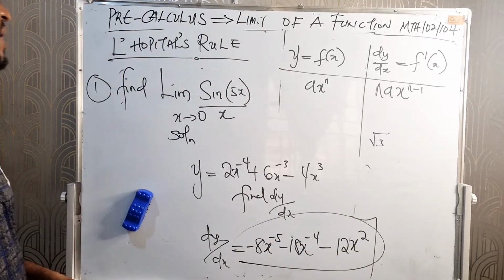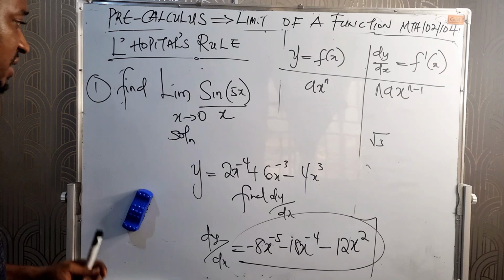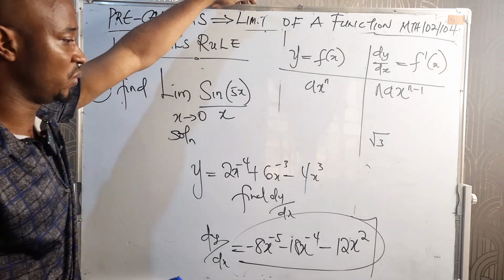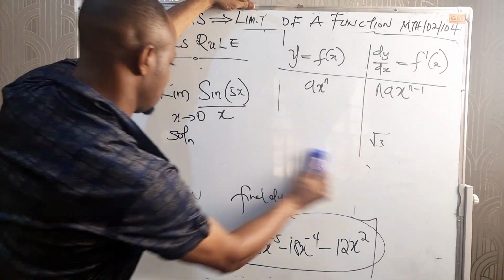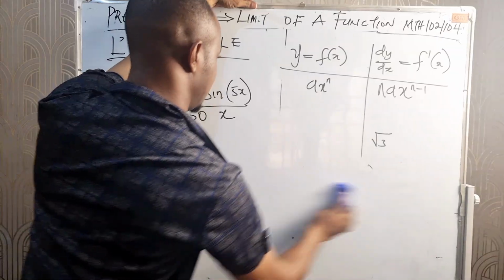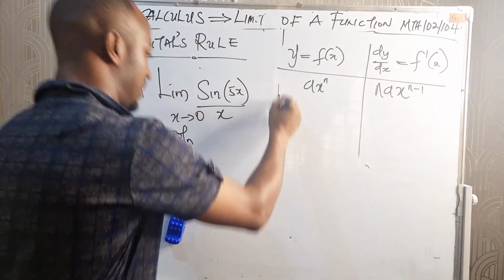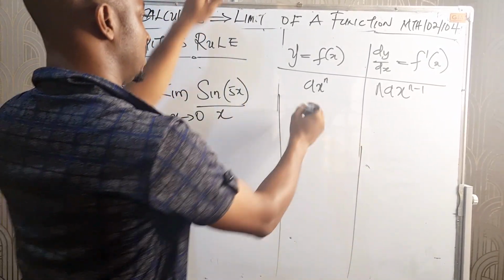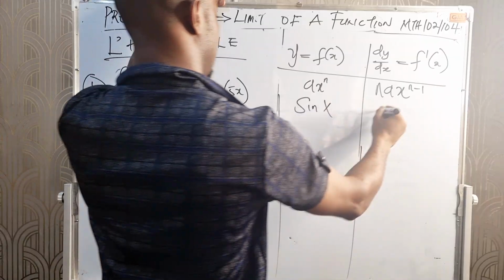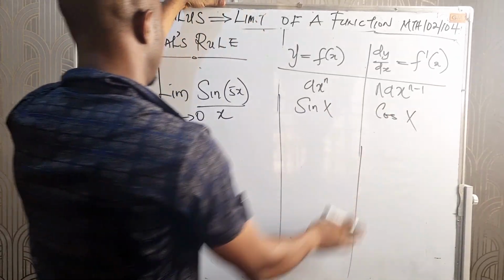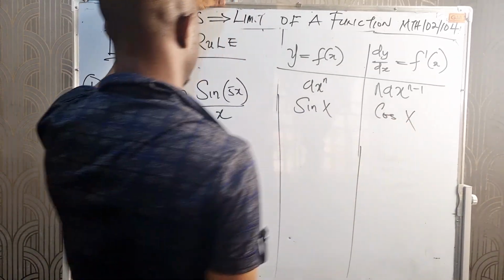So, in the L'Hopital's rule, we have to learn how to differentiate. If not, we can't find limits using the L'Hopital's rule of differentiation. Then, another table of differentiation says that sine x is cos x. When you differentiate sine x, the result is cos x.